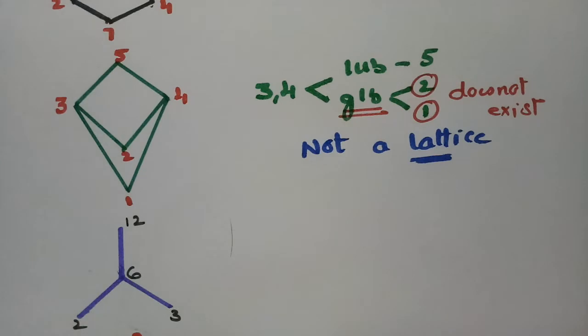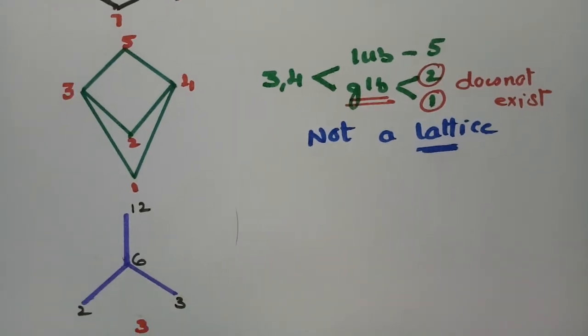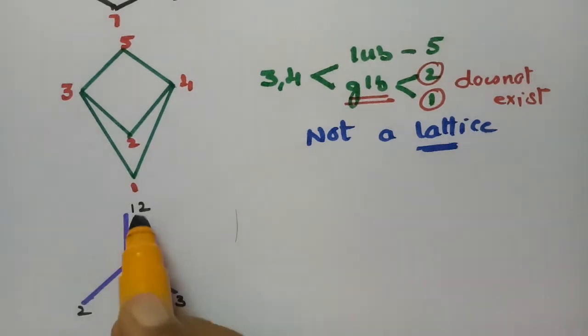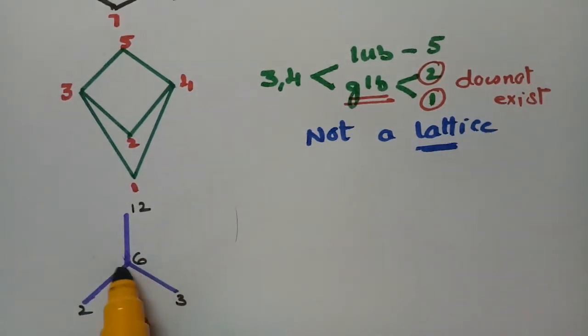Next, coming to this one, there is a single top here. It is represented by 2, 3, 6 and 12. 2 divides 6, 3 divides 6 and 6 divides 12. So there is a divisibility operation here, and if you take any two elements, it should contain the greatest lower bound and the least upper bound.